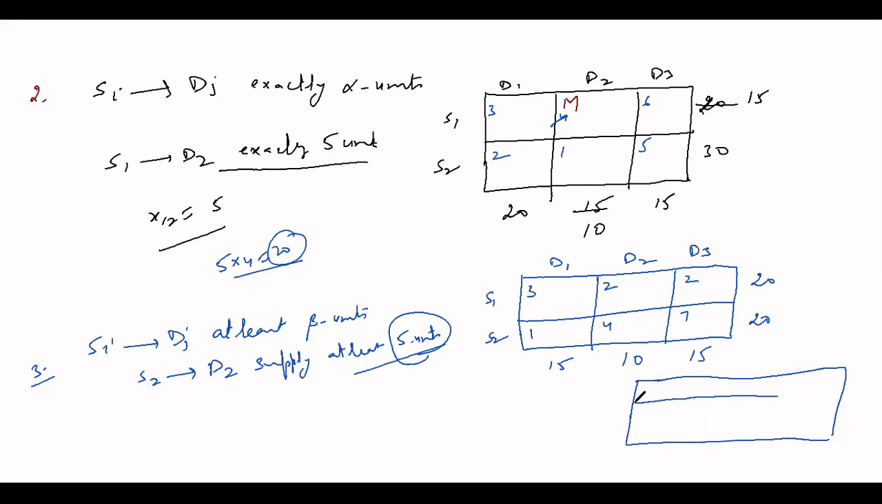So what I'm doing is converting this 2 source 3 destination problem to a 3 source 3 destination problem. I call it S2 dash. So this is destination 1, destination 2, destination 3. Now what I want is that source 2 must supply destination 2 5 units. Any hints from your side? Anybody want to give how to handle?